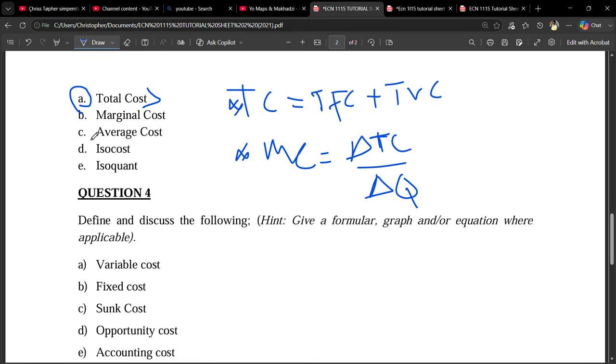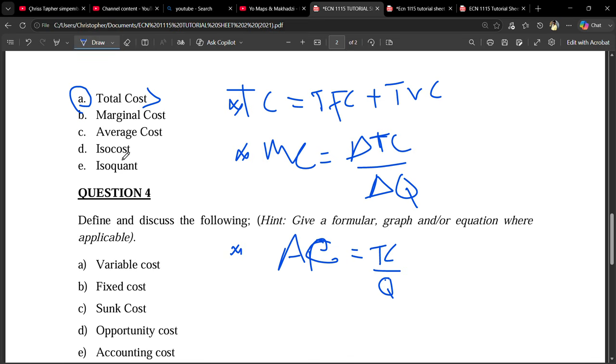What is average cost? Average cost is simply the cost that is incurred per quantity that is produced. So you divide whatever cost you incurred by the quantity produced. That is our average cost.